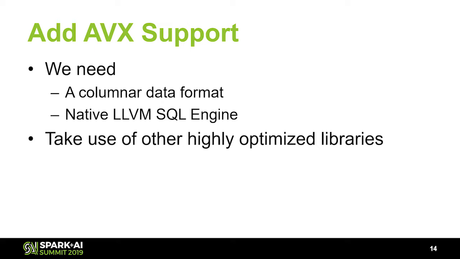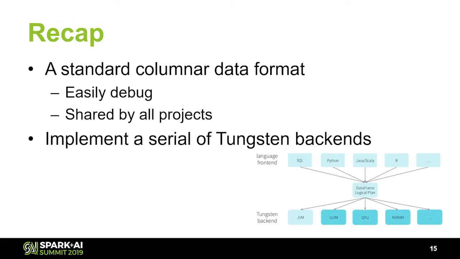And secondly, we need to take advantage of other highly optimized libraries. When we have a team that optimizes various libraries, and I want to use that library in Spark, they don't need to generate a version dedicated to Spark. We need to use their work and not duplicate their effort. So firstly, we need a standard columnar data format. It should be easily debugged, easily generated, and shared with many teams, and shared with all the projects, not only Spark. Secondly, we need to implement a series of Tungsten backends, not only the JVM. Today we only support the JVM, and we need to generate the LLVM native SQL engine, FPGA, and many other Tungsten backends.